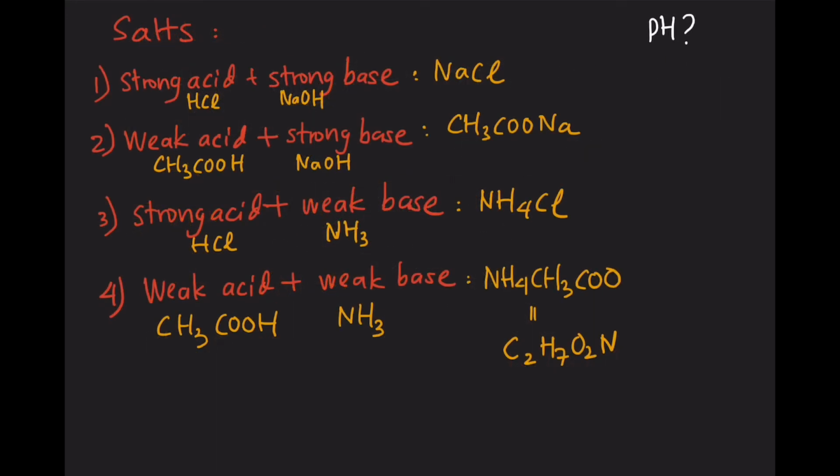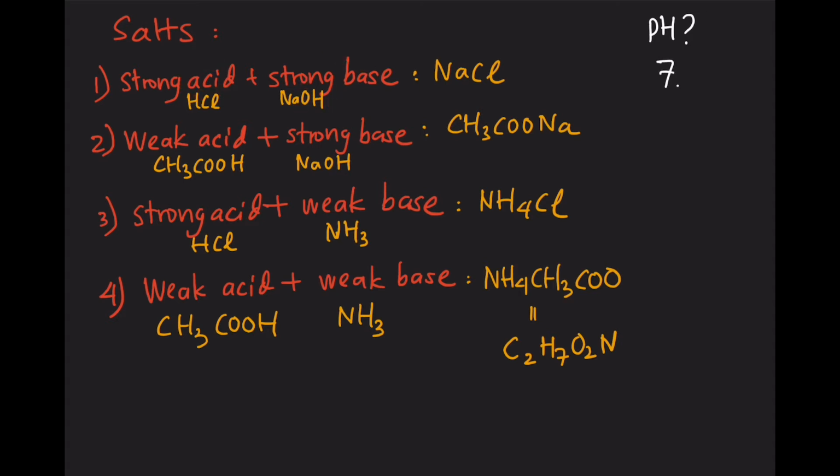Now we will discuss how to determine the pH of salt solutions. From this we can classify 4 situations. The first one is when we have a salt that comes from a strong acid and a strong base. For instance, NaCl, which originates from the reaction of HCl, which is a strong acid, and NaOH, which is a strong base. For cases like this, the pH of solution is always 7.